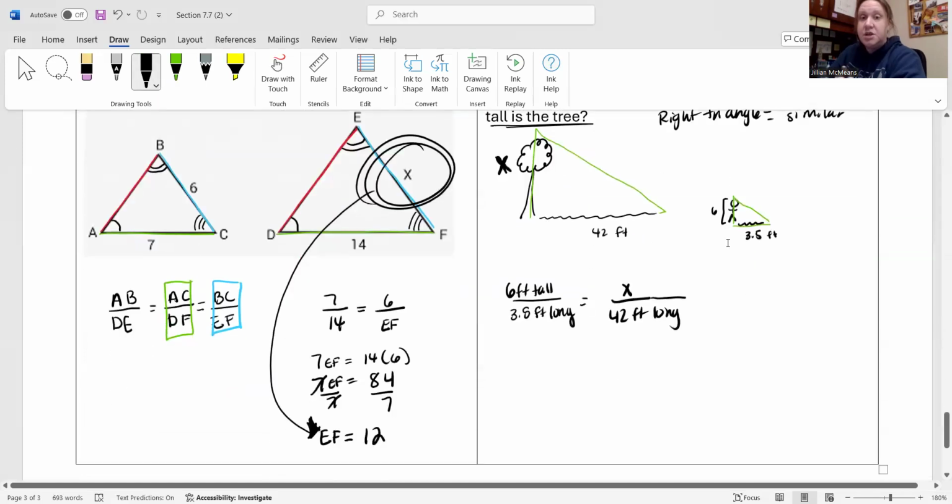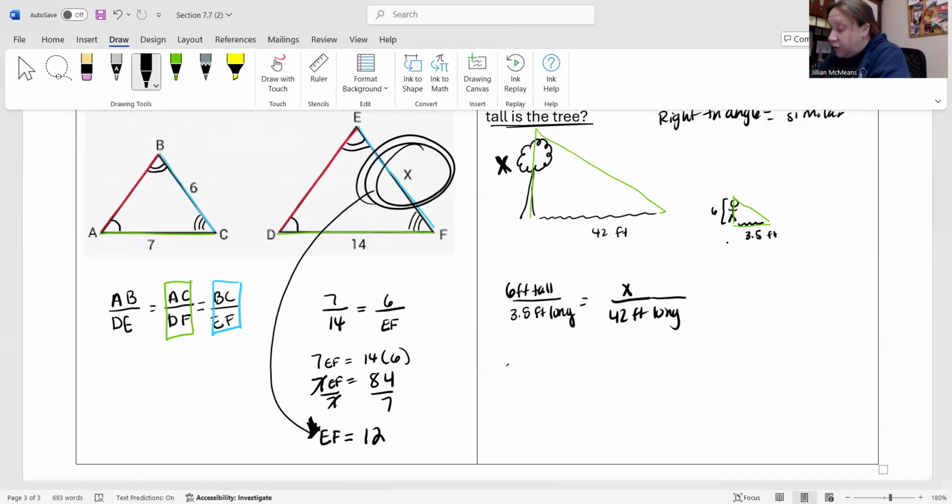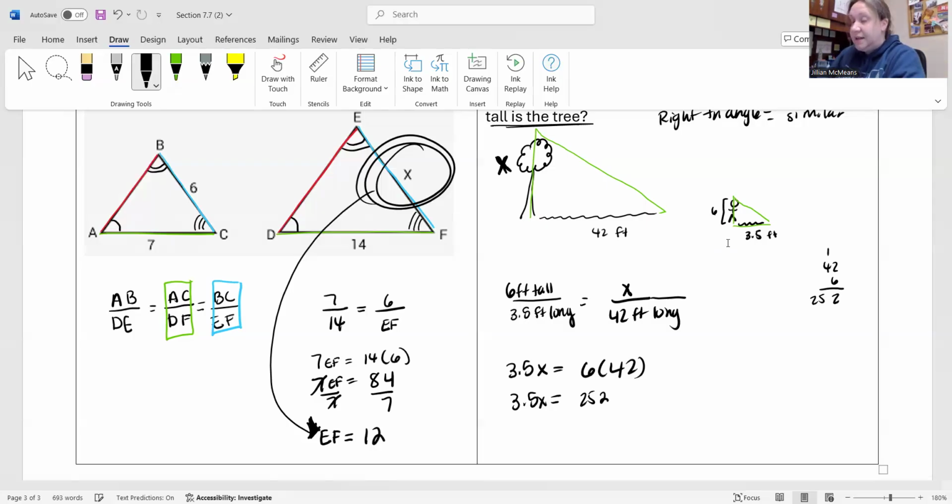And now we have something that we can pretty easily solve. It's just a regular old proportion. So we cross multiply. We have 3.5 times x equals 6 times 42. So let's see, 6 times 42, I don't feel like jumping over to the calculator this time. So 42 times 6, 6 times 2 is 12. Keep a 2, carry a 1. 6 times 4 is 24, plus 1 is 25. We should get 252. And then I need to undo the multiplication of 3.5 and x, so I would divide. So 3.5 divided by itself is 1. 1 times x is x. According to my notes, we get 72, but let's double check it.